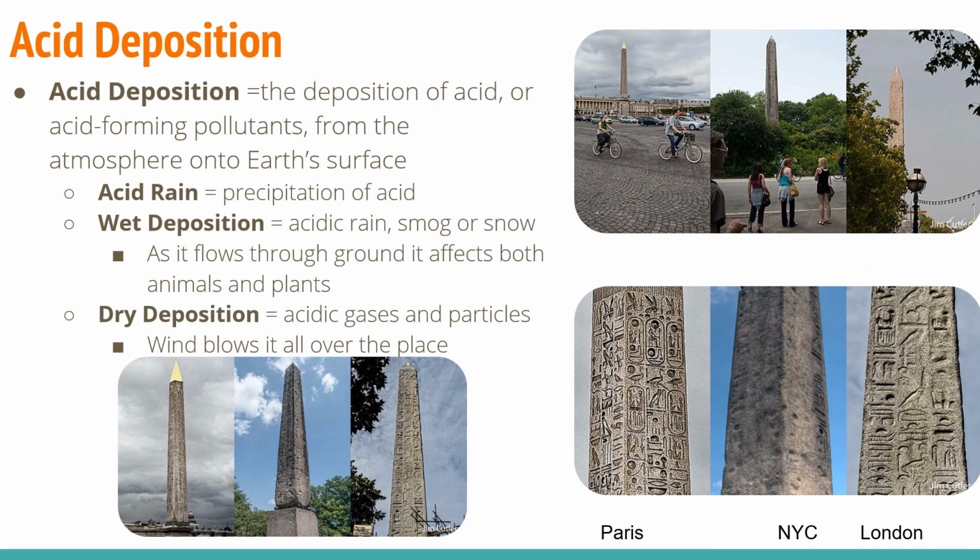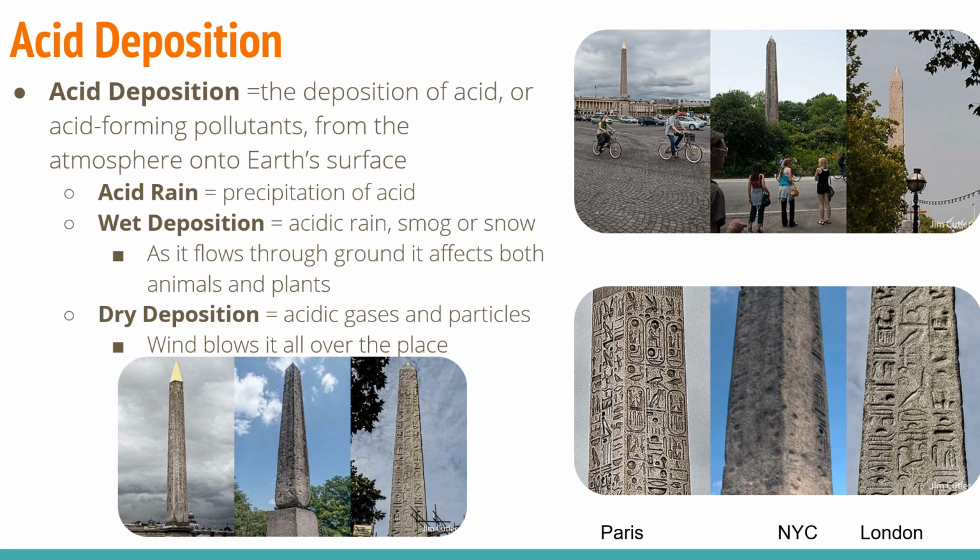The next couple of slides are going to talk about the effects of acid pollution. Acid deposition is the deposit of acid or acid-forming pollutants that exist in the atmosphere and then fall onto Earth's surface. You're probably familiar with acid rain. Acid rain is the precipitation of acid. We'll talk about this in more detail later, but there's nitric acid and sulfuric acid.